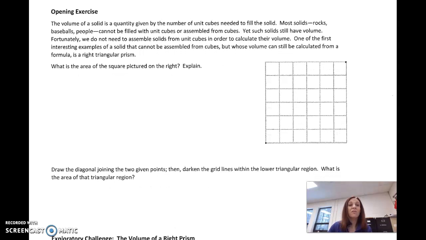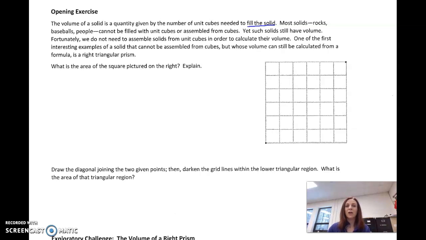It says right here, the volume of a solid is a quantity given by the number of unit cubes needed to fill the solid. Most solids, like rocks or people, can't be filled with cubes or assembled from cubes because there's curvature, but they still have volume. So what we're going to do here is derive what our formula will be for volume. Let's start, though, with a two-dimensional square, or rectangle, I should say.